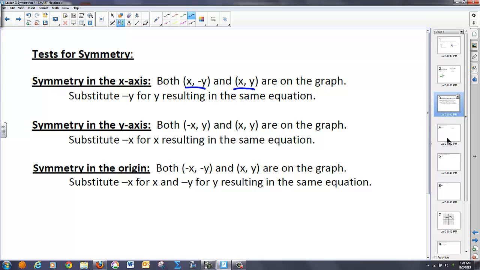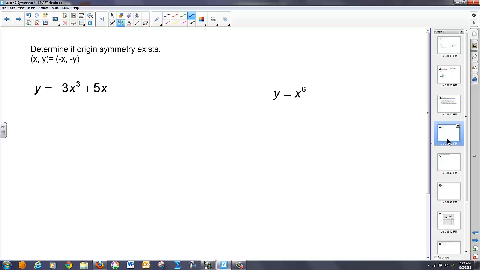Let's do a couple of applications to just clear all this verbiage up. So what I want to do is see if I have origin symmetry in these two equations. So what I'm going to do is make a substitution of negative x for x and negative y for y and hope that I get this equation back. So for y, I plug in a negative y. For x, I plug in a negative x.